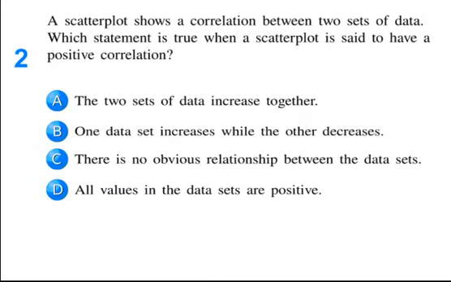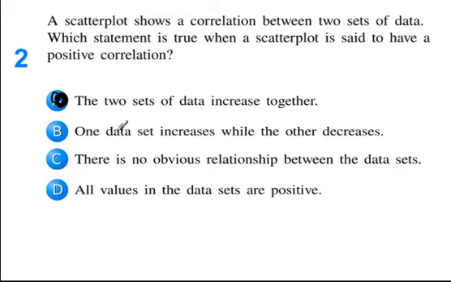Number 2, the scatter plot shows a correlation between two sets of data. Which statement is true when the scatter plot is said to have a positive correlation? Well, I just gave you that information. So we know that in a positive correlation, when one goes up, the other one goes up. So the two sets of data increase together. Well, we just said that. So that looks like that's the answer right off the bat.